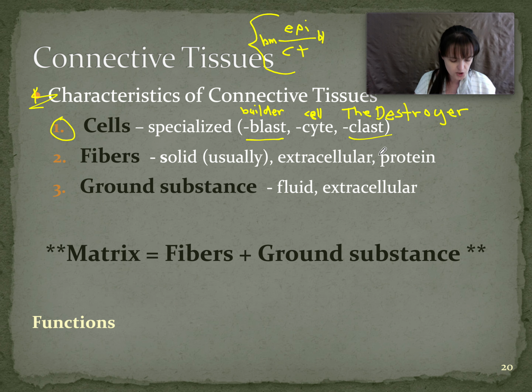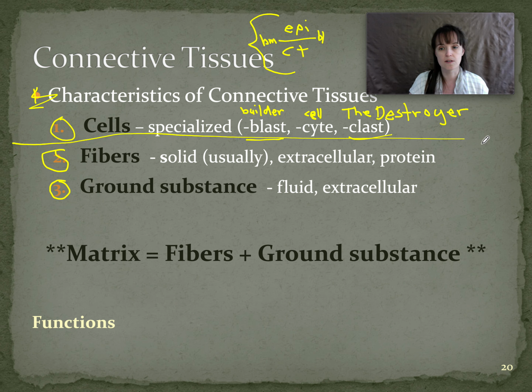All right, number 2 are the extracellular protein fibers. They are usually solid, sometimes dissolved in the liquid, usually solids, not always. And number 3 is our ground substance. There will be several different types of ground substance. It is usually fluid, it is always extracellular. So here you have cells versus extracellular. The matrix is the extracellular part, which is made up of fibers and ground substance.